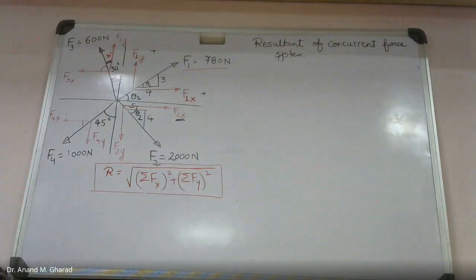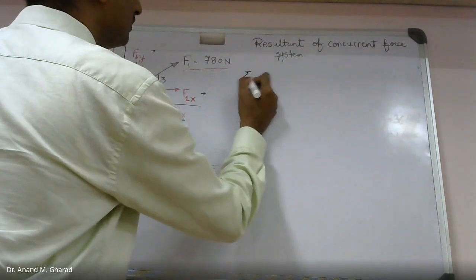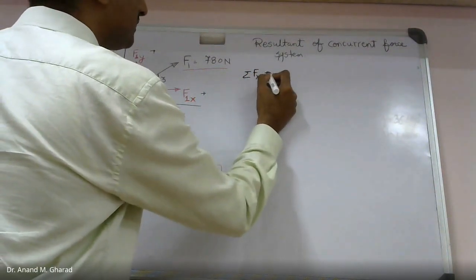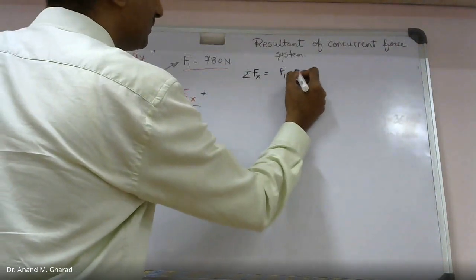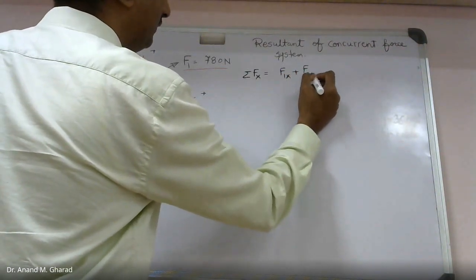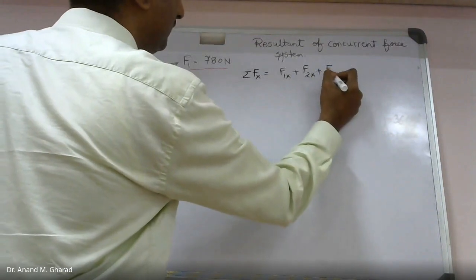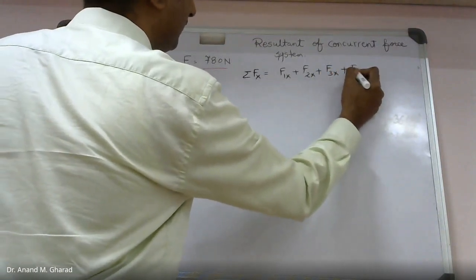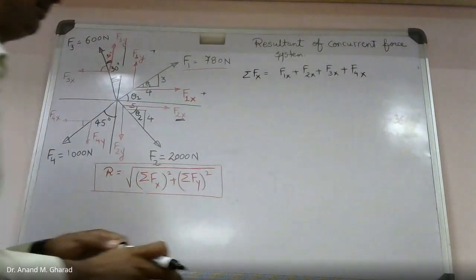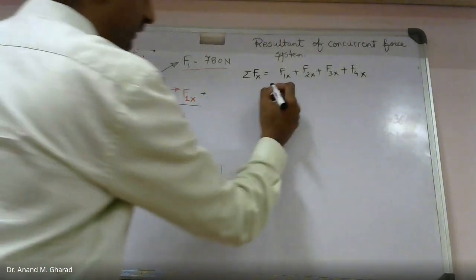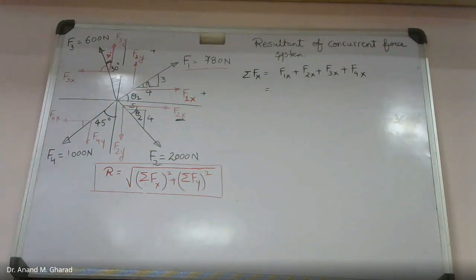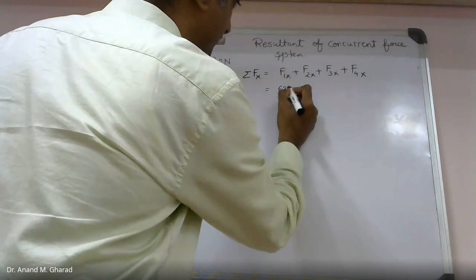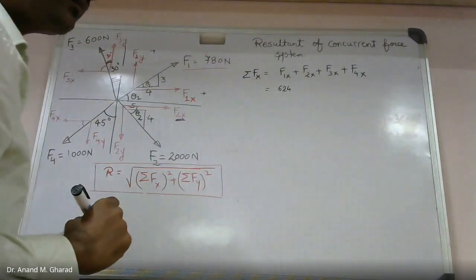Okay. So summation of forces in x direction will be F1x plus F2x plus F3x plus F4x. Tell me one by one. F1x कितना था? 624, sir. 620. Positive. Positive. Positive, sir.